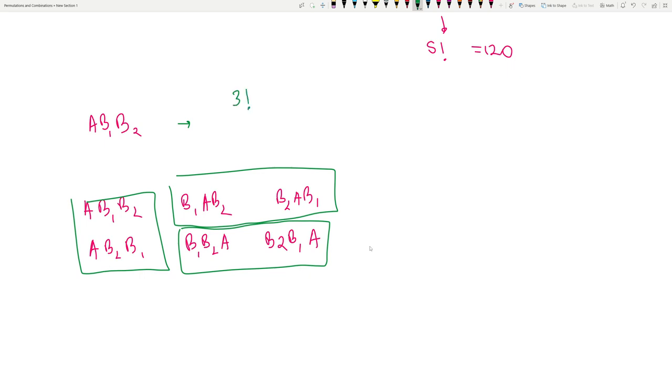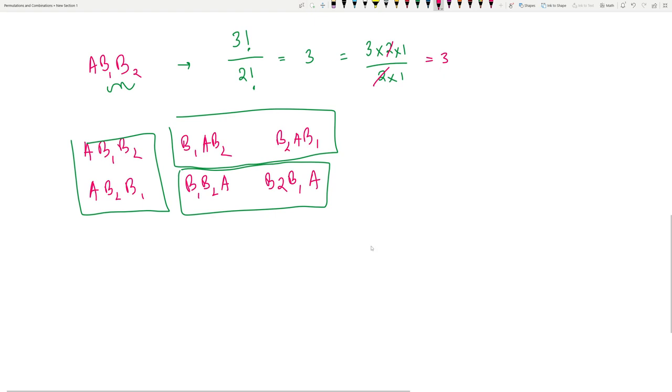So basically what we do here, we have 3 letters, so it's going to be 3 factorial, but due to there being two identical letters, we have to divide. So we are going to divide 3 factorial by 2 factorial. So we get our final answer as 3, because this is basically 3 times 2 times 1, and this is 2 times 1, so we can get rid of this, so we get 3, or you can just use your calculator.